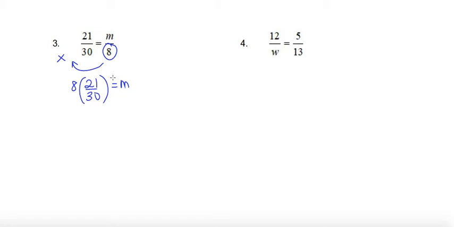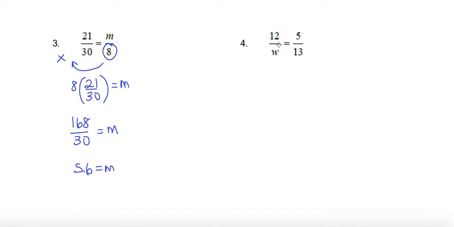So I'm going to multiply straight across again. So 8 times 21 is 168, and I'm dividing that by 30. So I can either express this in lowest terms, or I can write this as a decimal, and probably it's much easier for you guys to write this as a decimal. So 5.6 is equal to m. So 168 divided by 30 is 5.6. So you can definitely keep it as a decimal.